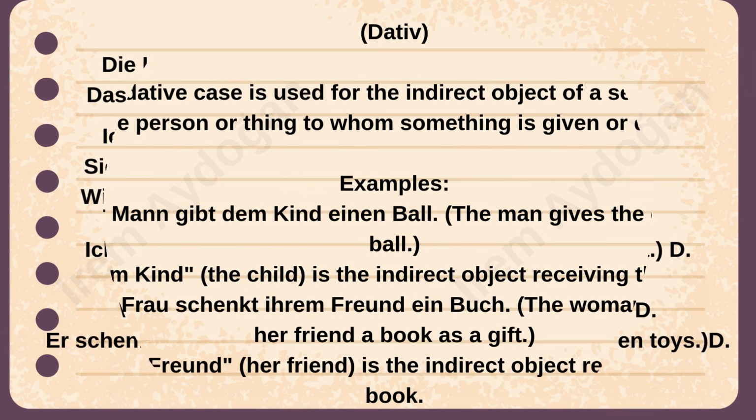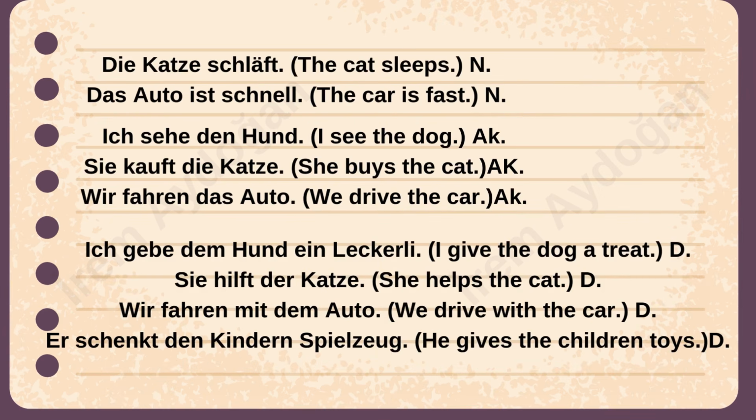Let's check the other examples. This is nominative. Die Katze schläft. The cat sleeps. Das Auto ist schnell. The car is fast. And this is also nominative. Ich sehe den Hund. This is accusative. I see the dog. Sie kauft die Katze. She buys the cat. This is also accusative.